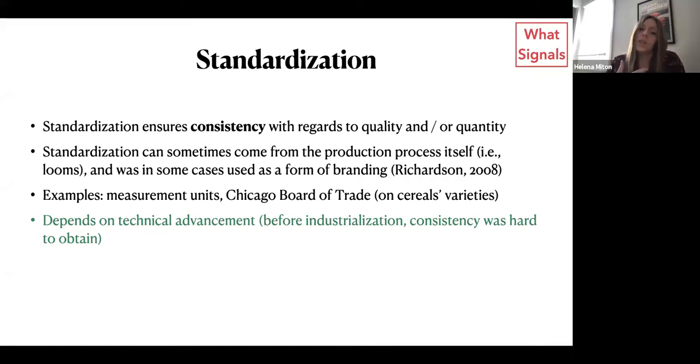So you have other examples such as how measurement units spread, or how the Chicago Board of Trade fixed standards for cereal varieties. And a major thing on which standardization depends is technical advancement, because before industrialization, consistency can be pretty hard to obtain.